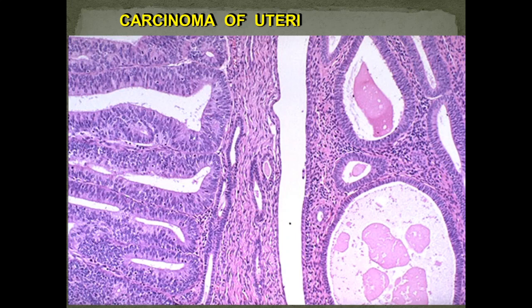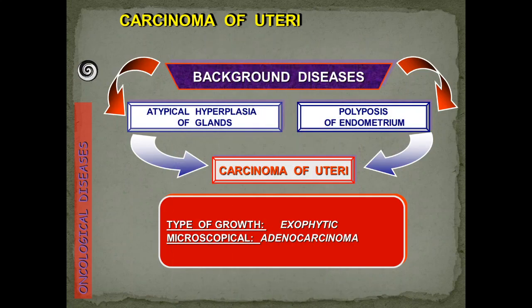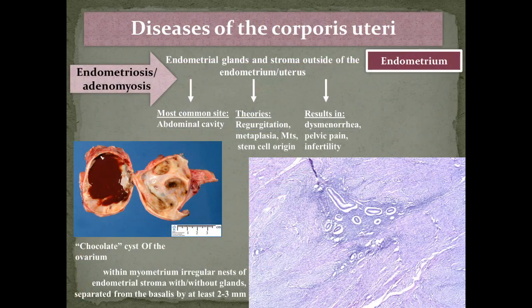So increased mitotic activity, polymorphism, hyperchromatic nuclei, presence of abnormal mitosis, polymorphism, so the cells are different in size and shape. So, carcinoma of uterus has an exophytic growth. Classically, as you have seen, it grows inside the lumen of the uterus. And microscopically, we are talking about the adenocarcinoma.